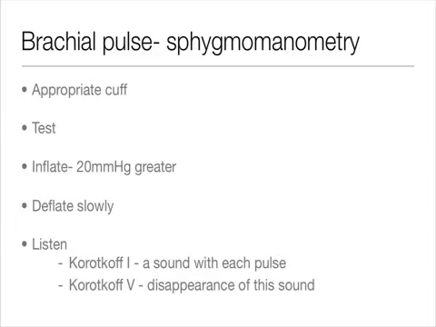The Korotkoff 1 sound is a sound heard with each pulse, and this correlates with the systolic pressure. You should keep deflating the cuff until you hear the Korotkoff 5, and that's disappearance of this sound, and that corresponds with the diastolic pressure. However, the Korotkoff 4 is a muffling and shouldn't be used because it overestimates the diastolic pressure, but in the very young who lack a Korotkoff 5, you can use the Korotkoff 4 sound.